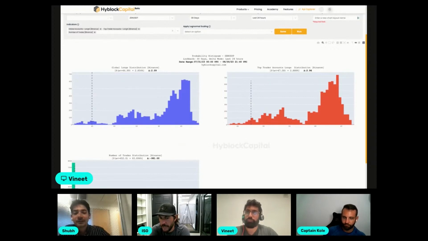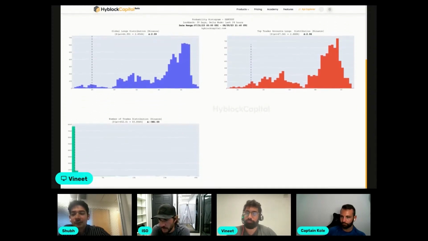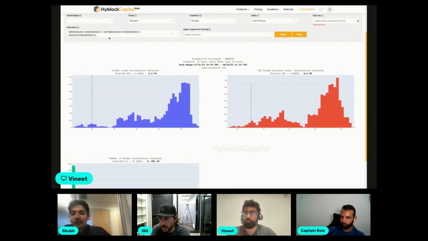And you're getting a similar number, a low probability, on the top trader accounts. So you have confluence with both indicators there. Yep, exactly. And then the number of trades distribution, or would you be looking at open interest? So we could throw on open interest.